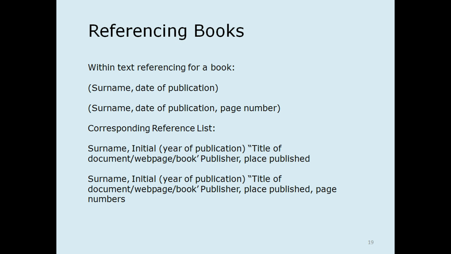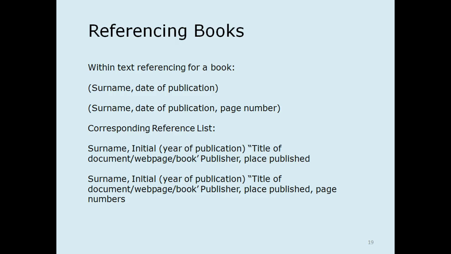So when referencing books, we'll just take you through this again. When you're referencing within the text, you just need to use the surname of the author of the book and the year of the publication if you're putting their work into your own words. If you're taking little snippets, then it's the surname, the year of publication, and the page number that little snippet has come from, that you've provided a direct quote from. And of course, the corresponding reference within the reference list at the back.